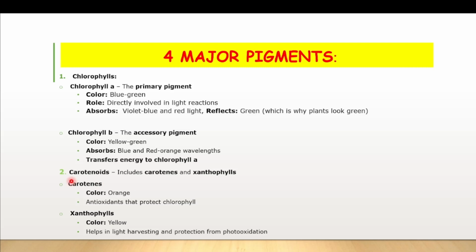The second pigment is carotenoids. It includes carotenes and xanthophylls. Carotenes, its color is orange. It is an antioxidant that protects chlorophyll. Xanthophylls, its color is yellow and it helps in light harvesting and protection from photooxidation.